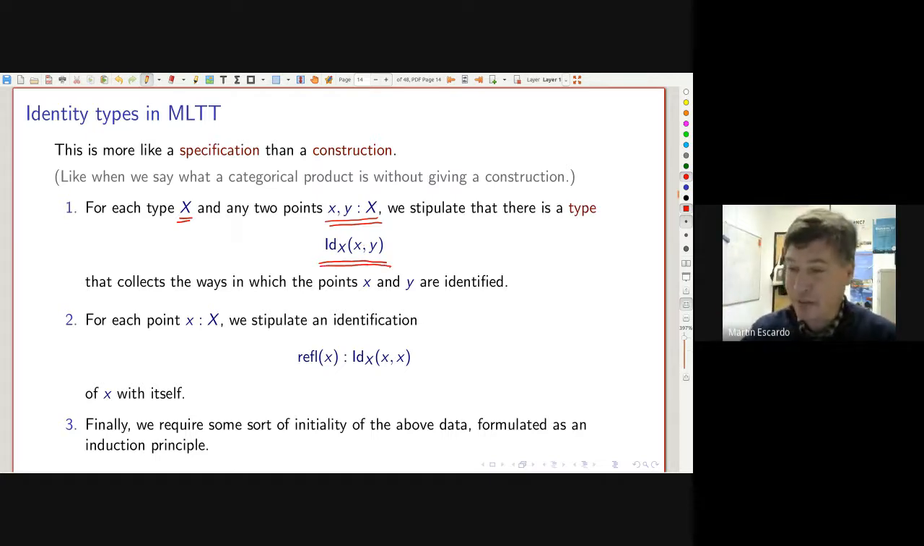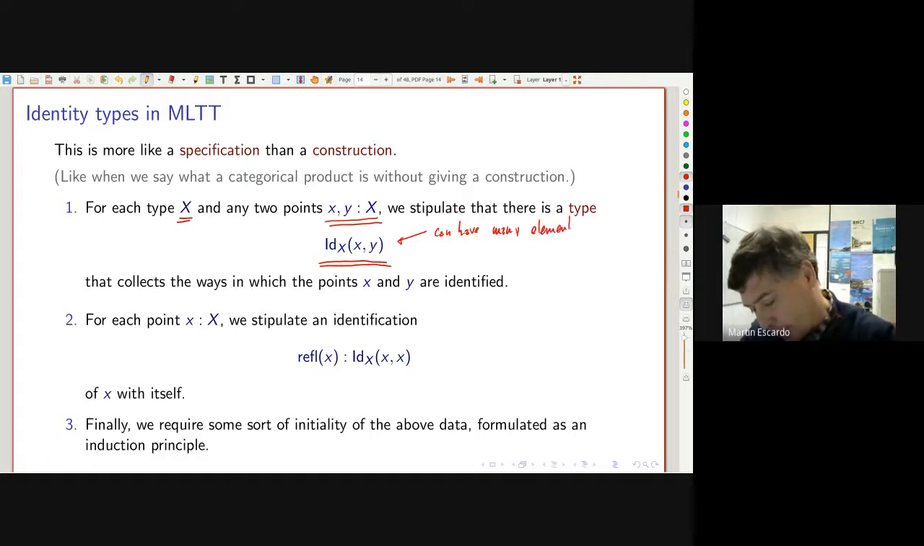Now, Martin-Löf wanted this type actually to have at most one element. So it collects the ways, but according to his thinking, there should be at most one way of identifying two things. But this actually failed because this cannot be proved in Martin-Löf type theory, even though he and other people hoped that this would be the case. In fact, once you postulate the univalence axiom, this type can have many elements, including infinitely many elements sometimes.